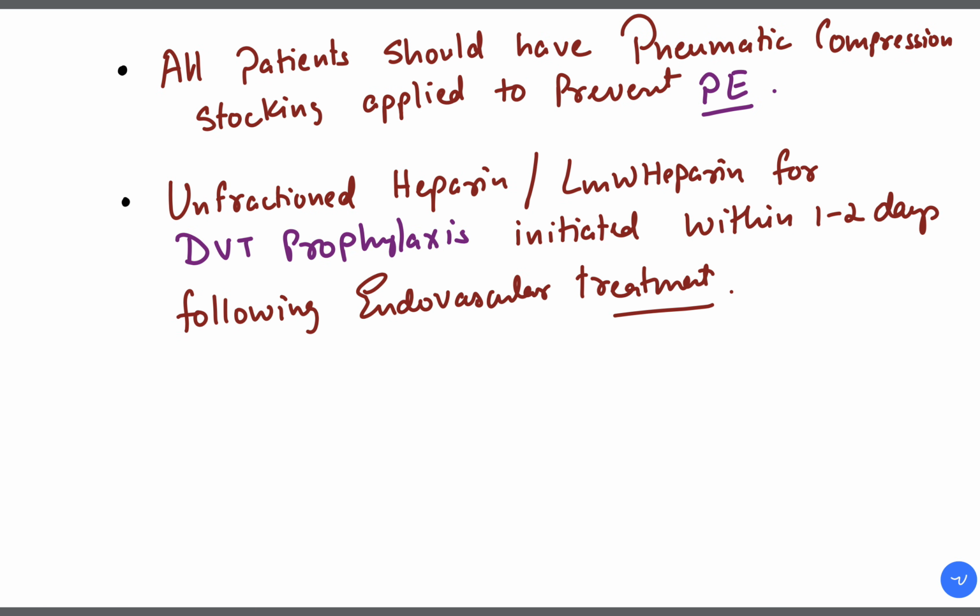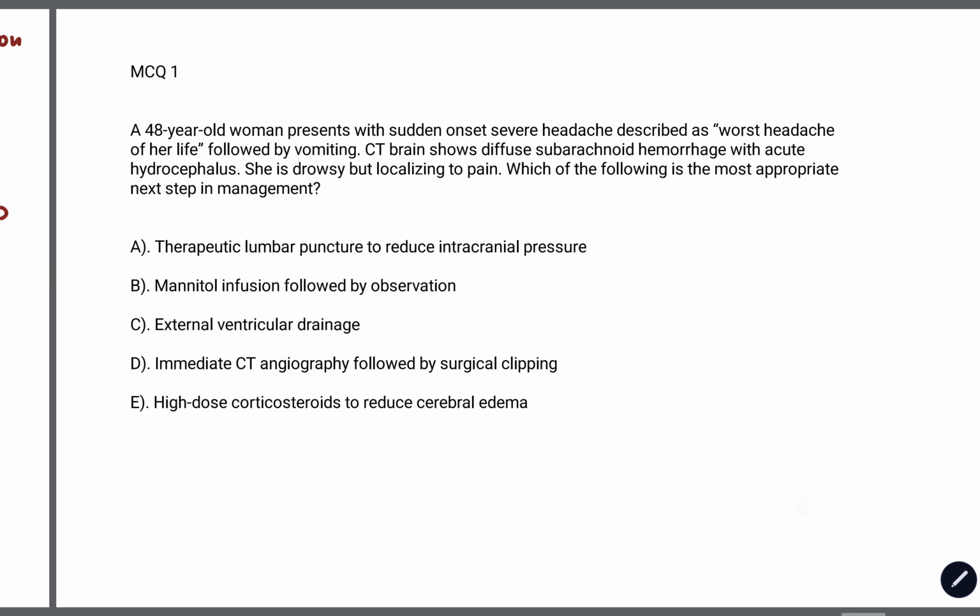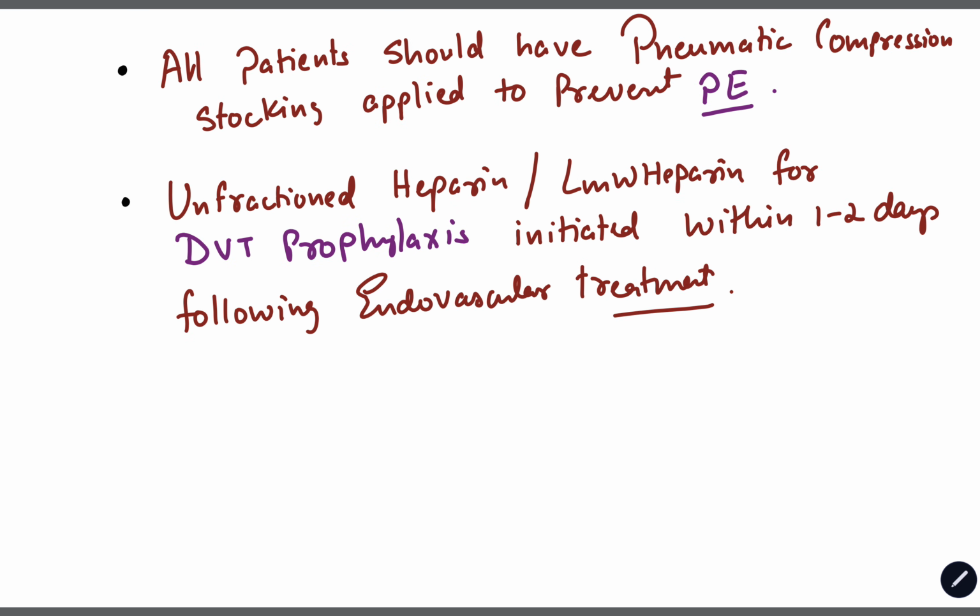And lastly, all patients with subarachnoid hemorrhage should have pneumatic compression stockings applied to prevent pulmonary embolism. And when the patient has undergone a definitive repair, the patient should be started on unfractionated heparin or low molecular weight heparin for DVT prophylaxis, initiated within 1 to 2 days following endovascular treatment. So I think this was all about subarachnoid hemorrhage.